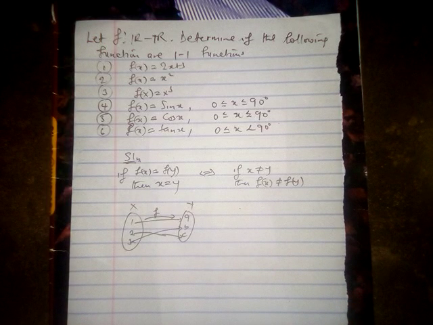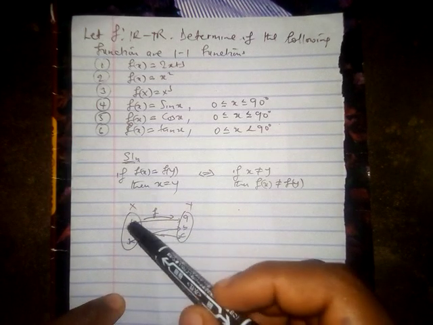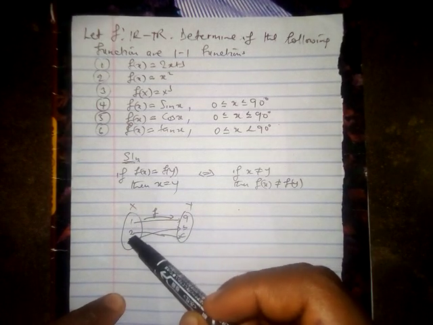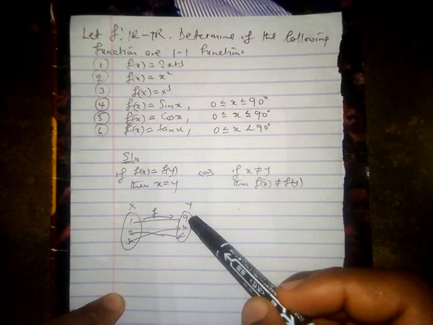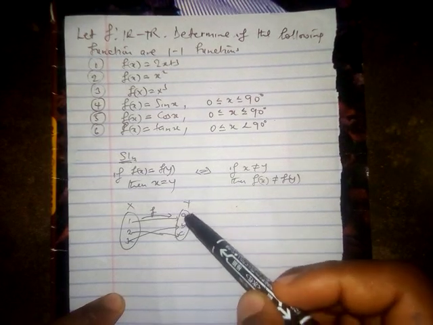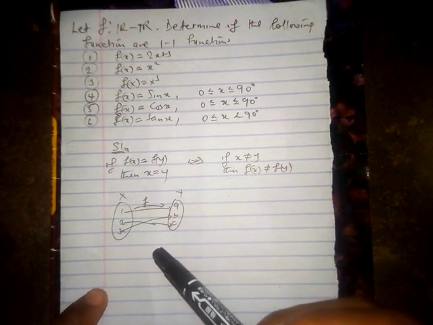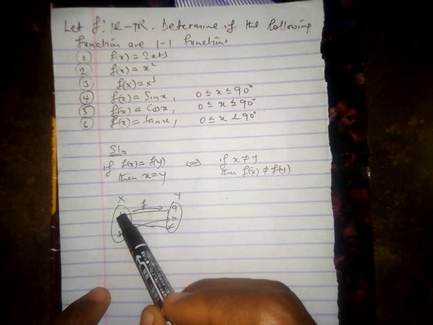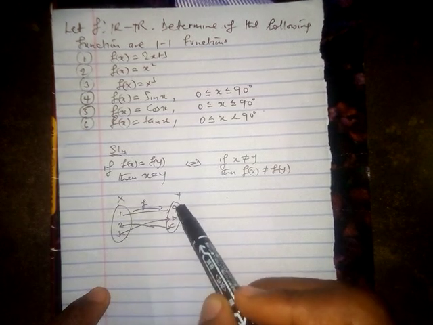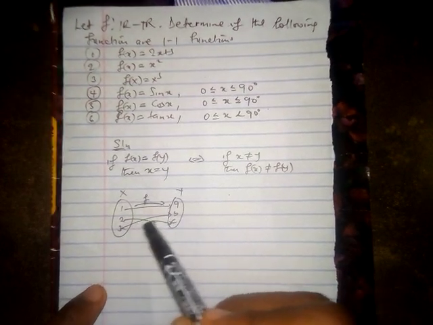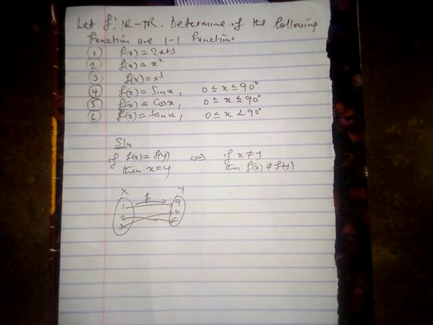Now let's draw our mind back to what a one-to-one function is. Observe that every distinct element here is being assigned to a distinct image in the codomain. So if I assign every distinct element to a distinct image, then the function is said to be one-to-one. Now let's solve the following.